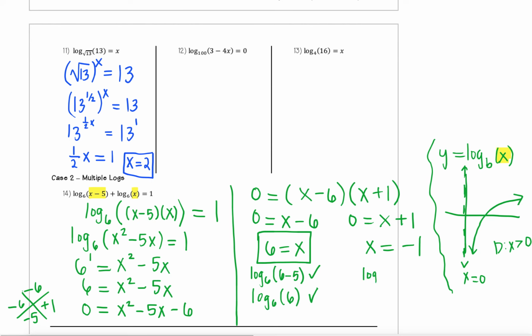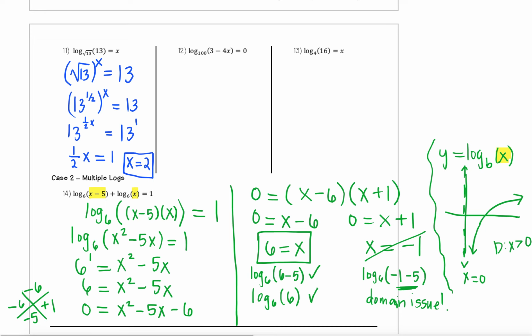If we sub it into the x minus 5, we're getting -1 minus 5. This value right here would produce a negative input. I cannot have a negative input to a log and get a real number out. This is not producing a value that's in the domain of this function. Because of that, x equals -1 is what we call an extraneous solution because we have a domain issue here.